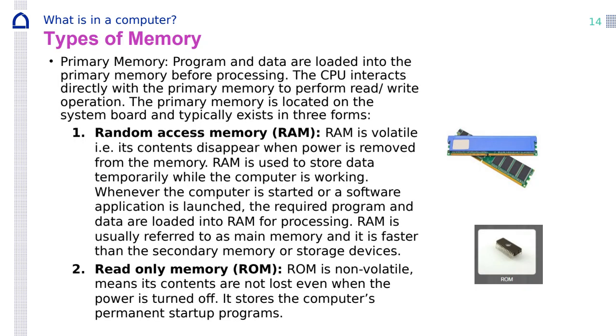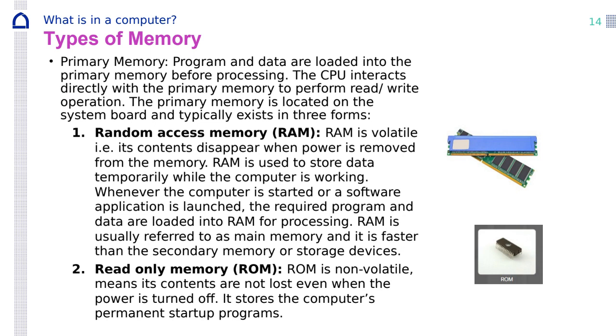The types of memory, we have RAM, we have ROM. RAM is volatile. Volatile means it depends on electricity. You have electricity, it's working, the data is saved. Electricity is down, the data is erased. That's why it's called volatile. And it is located on the system board.